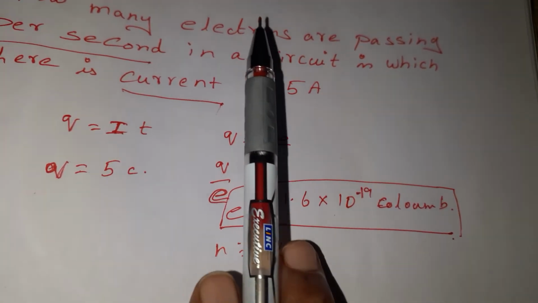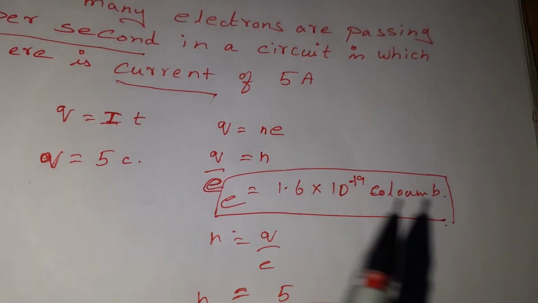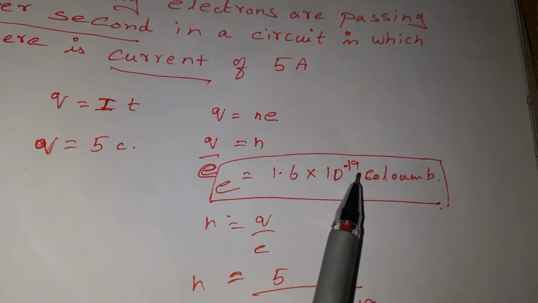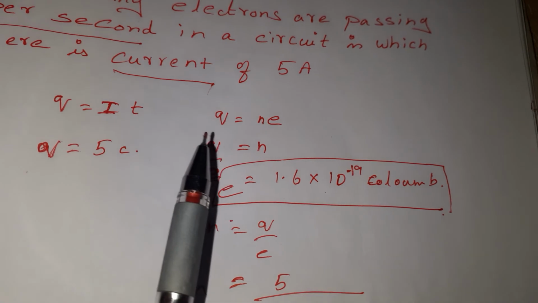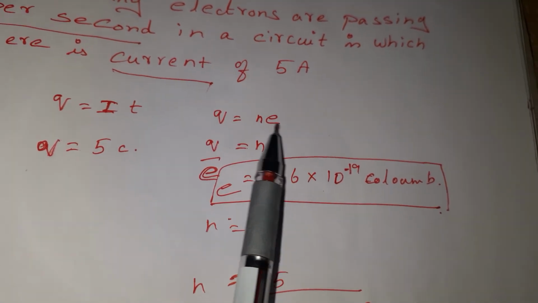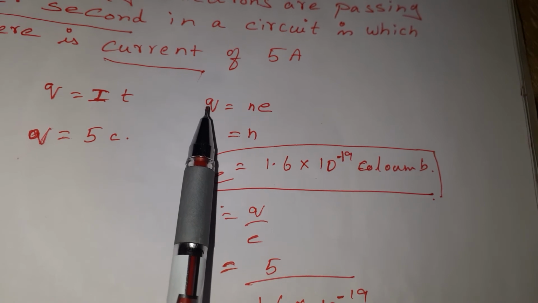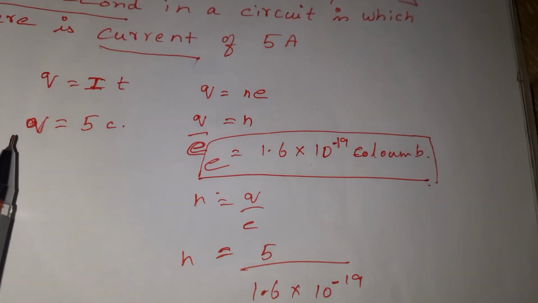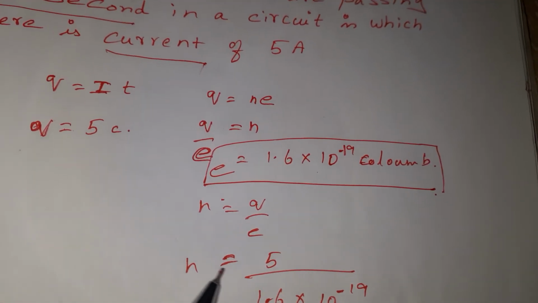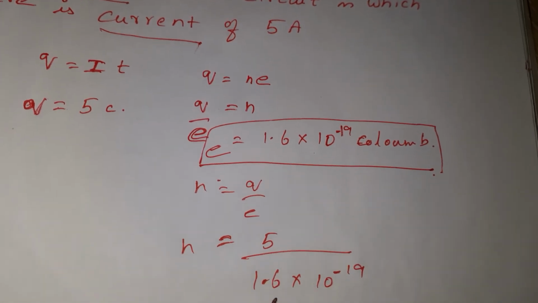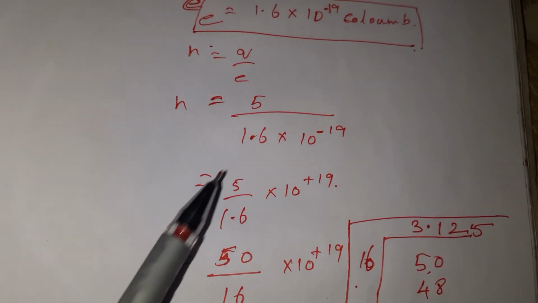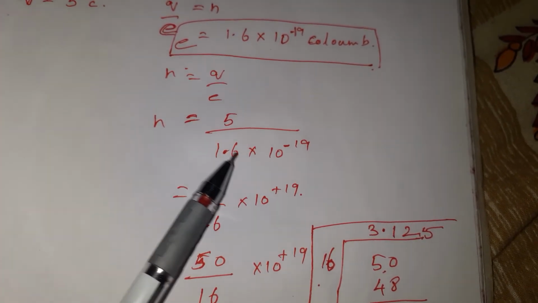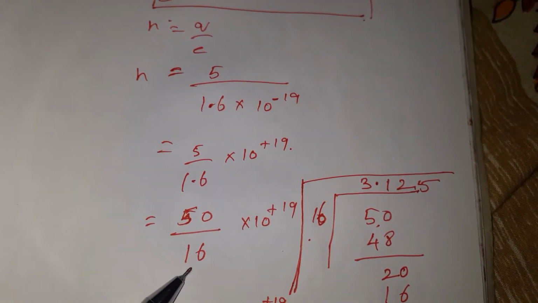But they asked about electrons. The flow of electrons is called electricity. The value of 1 electron is equal to 1.6 into 10 power minus 19 coulomb. The formula connecting the electrons and charges is Q is equal to Ne, so Q by E is equal to N. Already we found Q is equal to 5 coulomb, so N is equal to 5 by 1.6 into 10 power minus 19. In order to remove the decimal, we multiply it by 10 and divide it by 10. We will get 50 by 16.